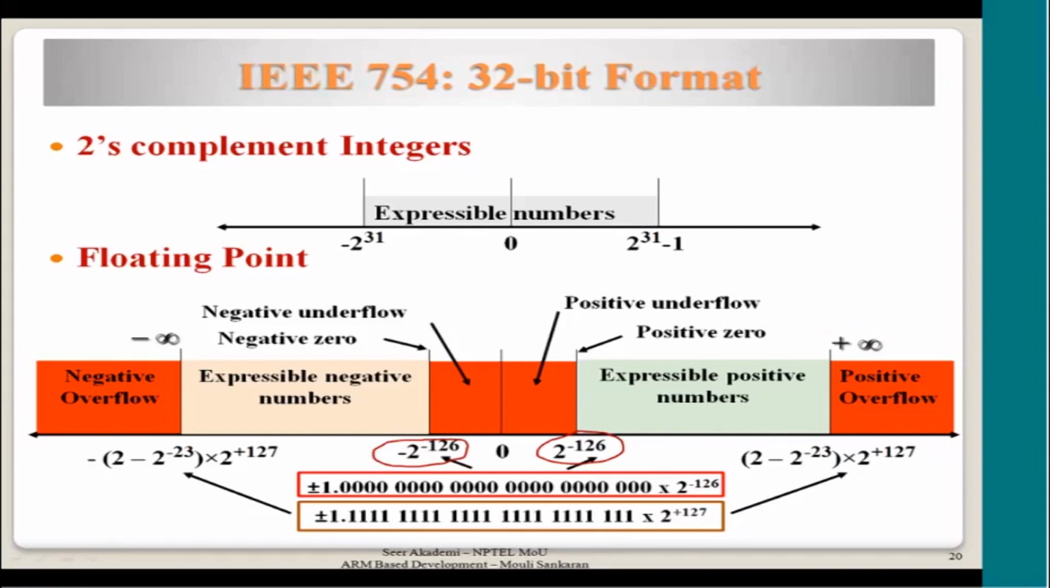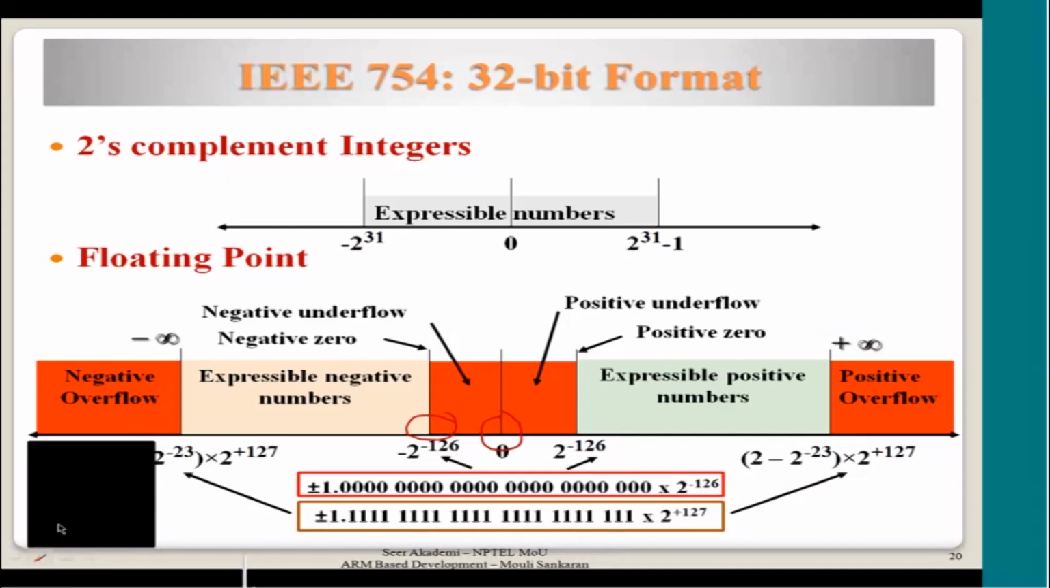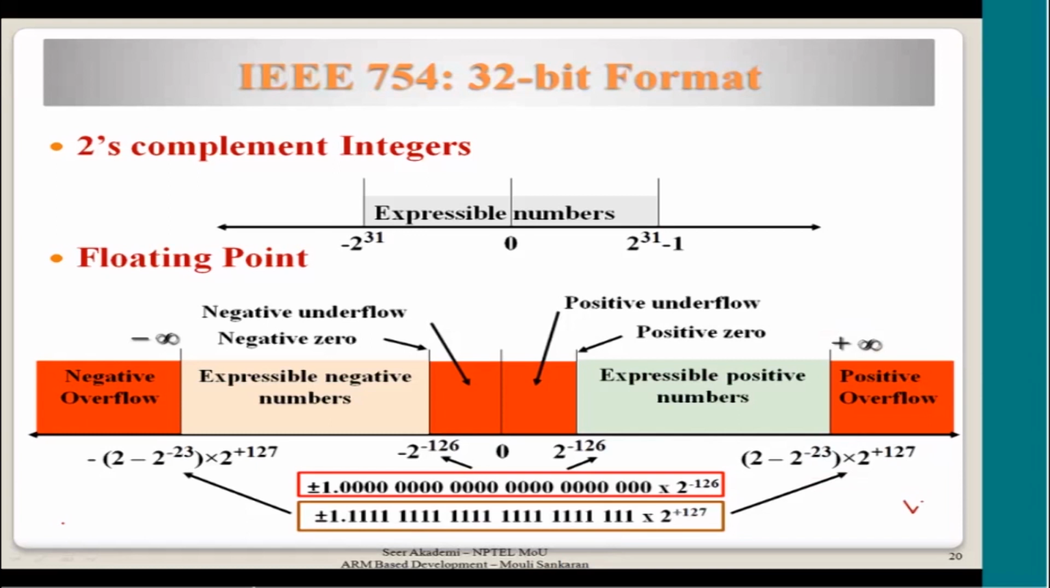Please remember, it is not added to this number, it is multiplied. So it is 1 into 2 power minus 126. So you will get less than 1. It is something like 0.000 something, which can go down to 2 power minus 126, but it will never reach the absolute 0. So that is what is called a negative underflow, which I explained previously. I think this is clear to you.